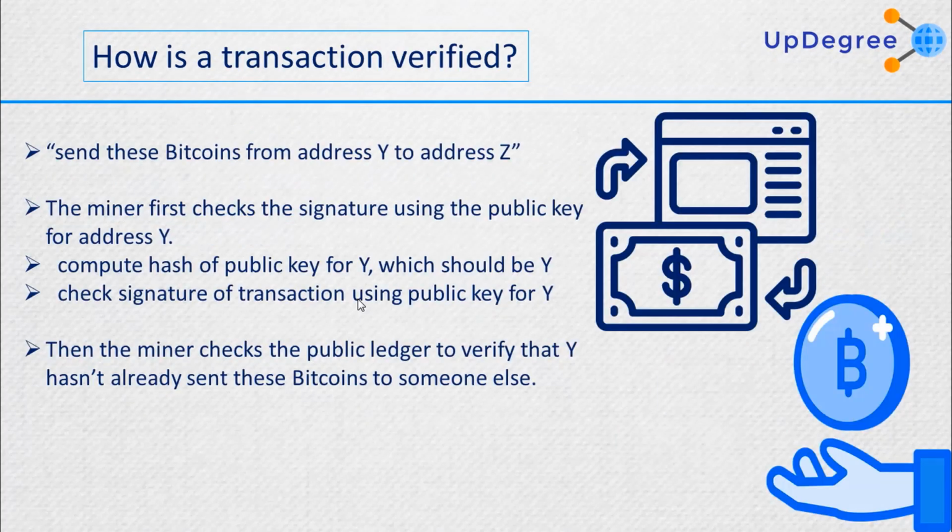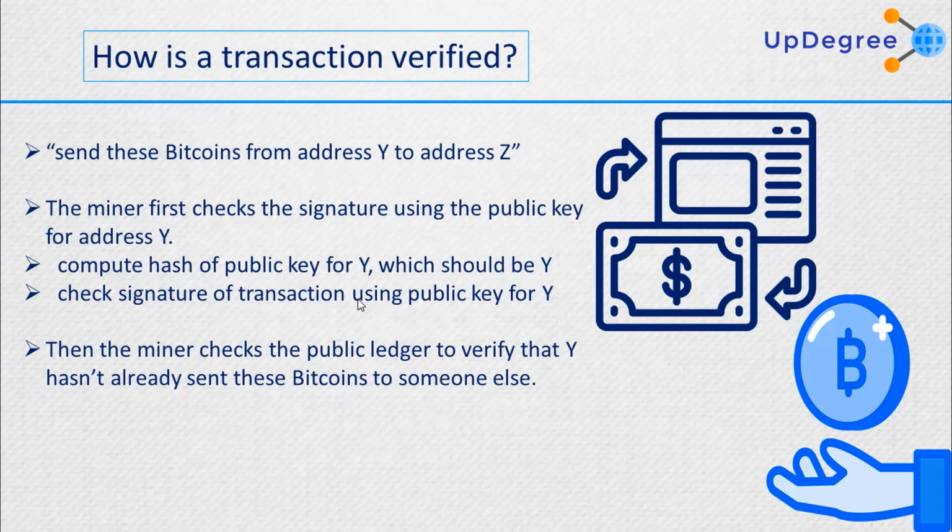So how is the transaction verified? Suppose a person wants to send Bitcoins from address Y to address Z. The miner first checks the signature using the public key for address Y. Then he computes the hash of public key Y, which should match Y. Then he checks the signature of the transaction using public key Y. Then the miner checks the public ledger to verify that Y hasn't already sent this Bitcoin to someone else. So it's a three-step process.